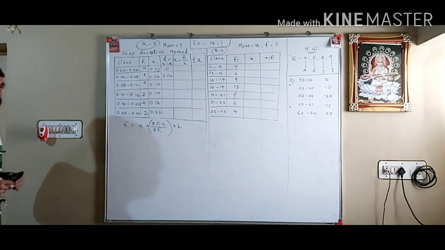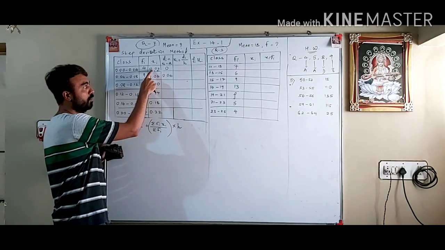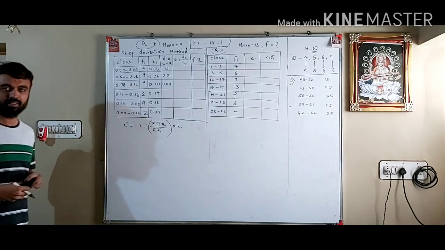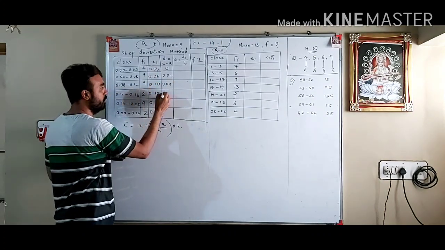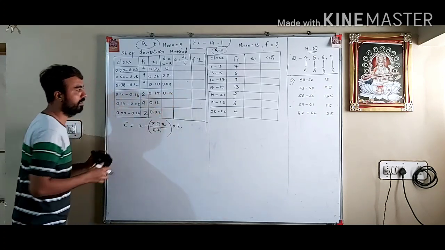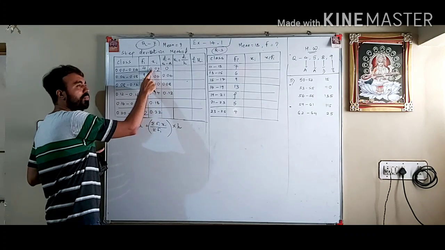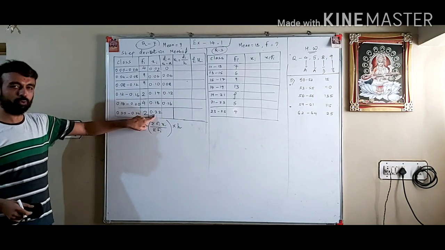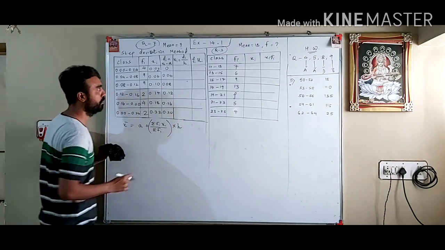0.04. Third entry here, 0.10 minus 0.02. So what you will get? 0.08. Next one, 0.14 minus 0.02. So what you will get? 0.12. 0.18 minus 0.02, so you will get 0.16. 0.22 minus 0.02, you will get 0.20.